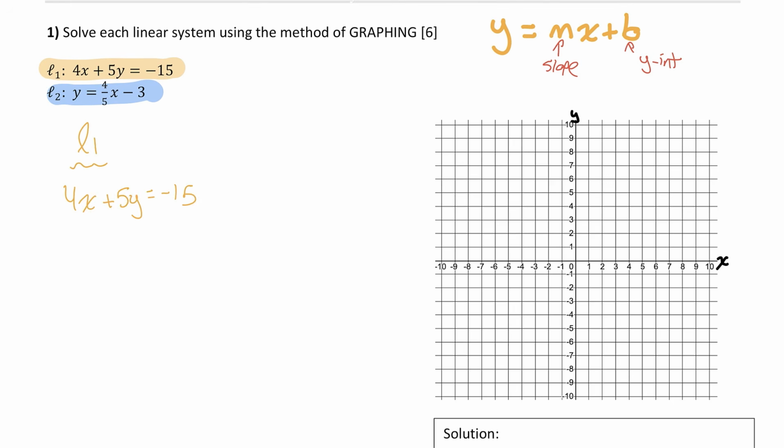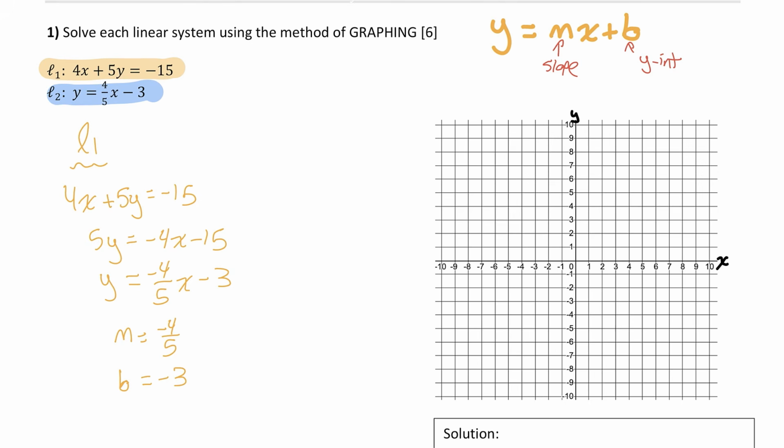If I isolate y, I'll move the 4x to the other side, making it a negative 4x. And then I'll divide both sides of the equation by 5, so all the terms get divided by 5. And I'm left with the equation y equals negative 4/5 x minus 3. So the slope is negative 4 over 5, and the y-intercept, b, is negative 3.